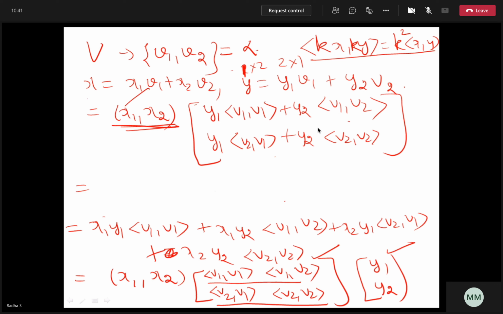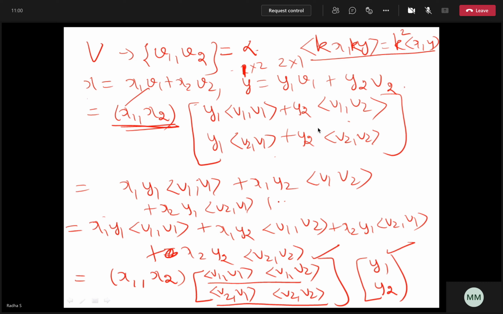So this into this. That is, x1 should be multiplied with this, x2 should be multiplied with this. So x1, y1, v1 comma v1, plus x1, y2, v1 comma v2, plus x2, y1, v2 comma v1, plus x2, y2, v2 comma v2. You got back the thing, right? I started from here and wrote this. So I'm simplifying and showing that what we have written is correct. Got it?